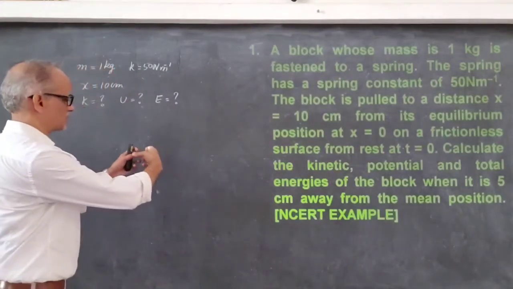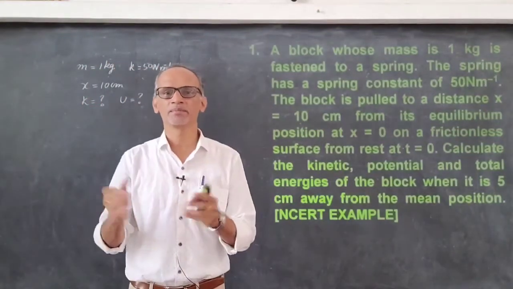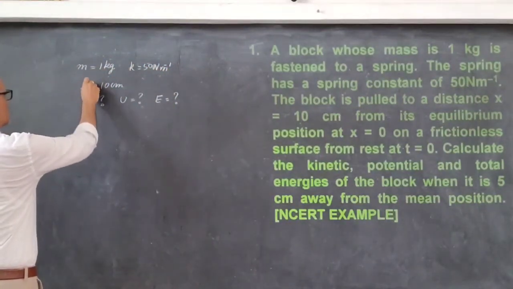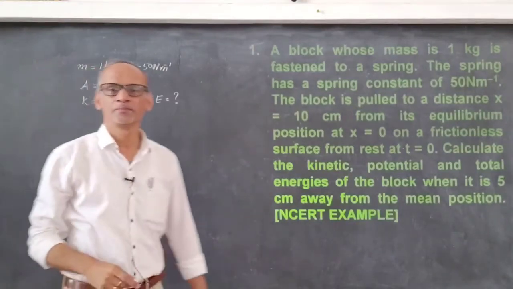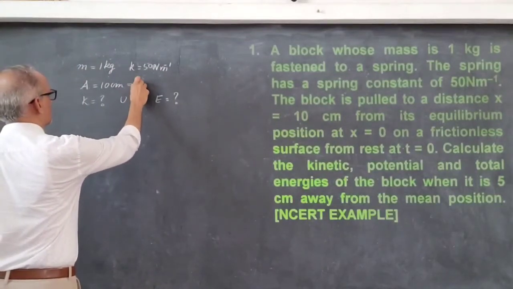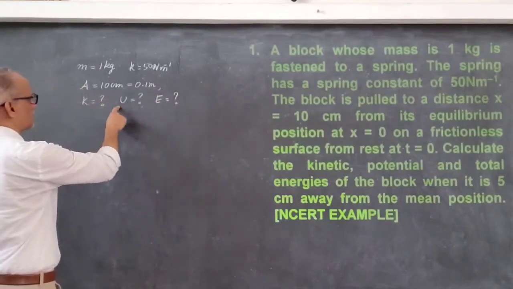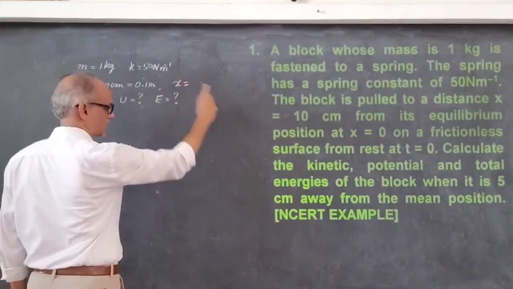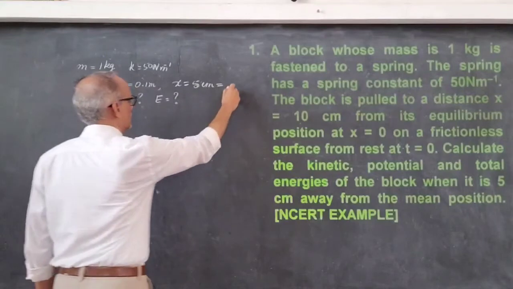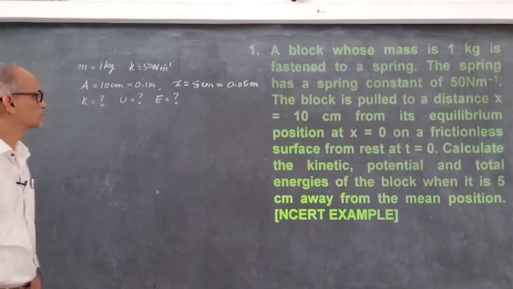So, initially when the block is pulled to a distance of 10 centimeter, that 10 centimeter is nothing but the maximum displacement of the block from the mean position, which is the amplitude. So, this value is the amplitude of the oscillation, which is in centimeter. We need to convert, divide by 100, you will get 0.1 meter. And then we have to find the kinetic energy, potential energy and the total energy when it is at a distance x, which is given as 5 centimeter. Convert this to 0.05 meter. So, this is the conversion.